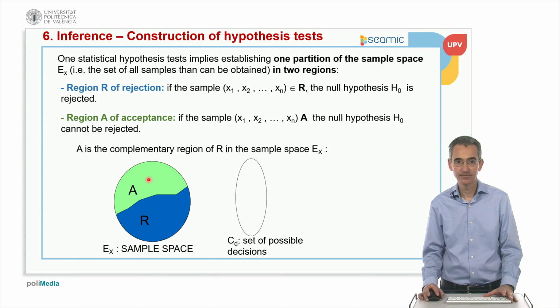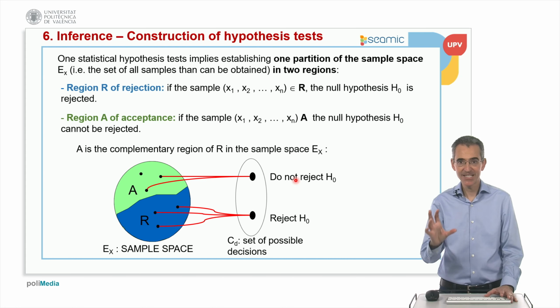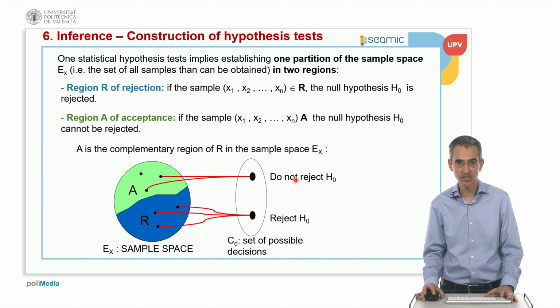One possibility is to reject the null hypothesis or do not reject. So from one sample in this region, this leads to reject, and all the rest of samples from the complementary region will lead to do not reject. Okay, this is important. The idea is that there are only two possibilities. There is no intermediate situation.